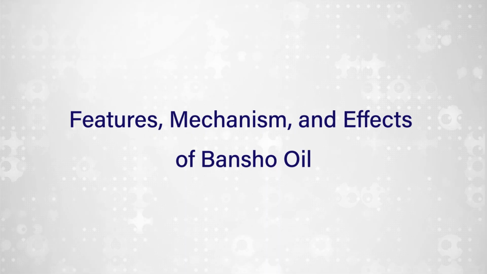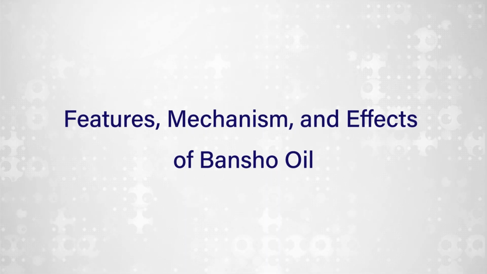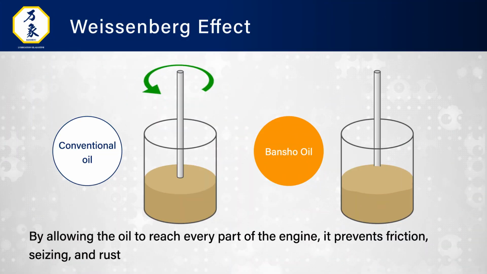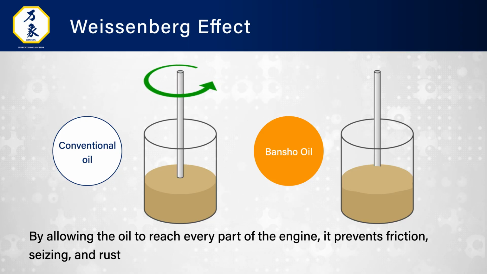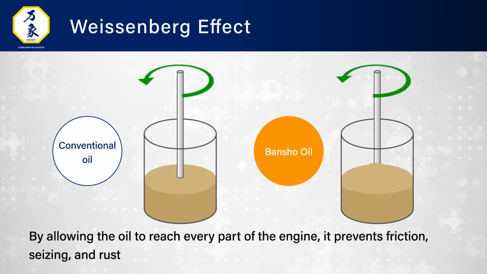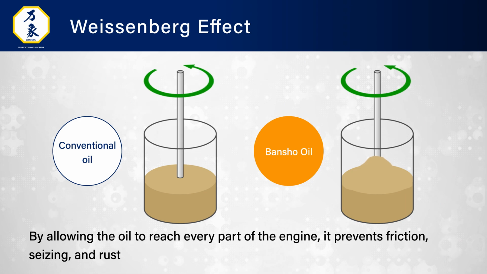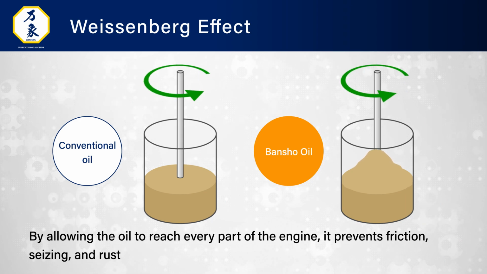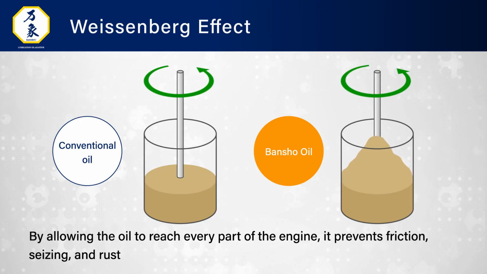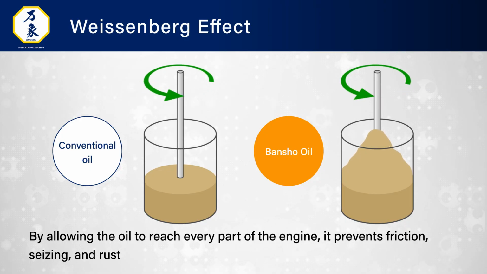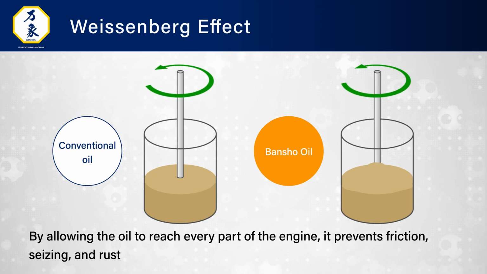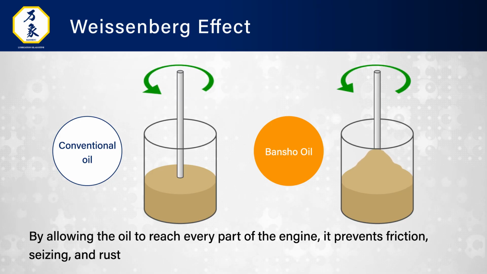Features, mechanism, and effects of Bansho Oil. Normally, when a liquid is stirred in a circular motion, it simply forms a vortex. However, Bansho Oil behaves differently: it rises upward while rotating. This phenomenon is known as the Weissenberg Effect. When blended into the engine, Bansho Oil circulates throughout every corner of the system. Its enzyme-based cleaning action dissolves burnt deposits and sludge, thoroughly cleaning the inside of the engine.